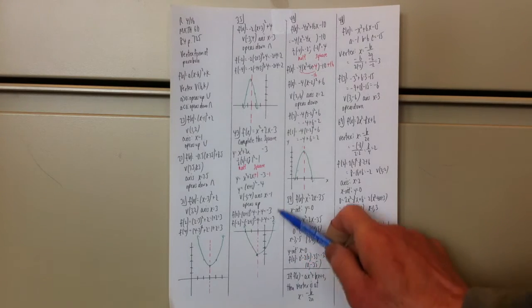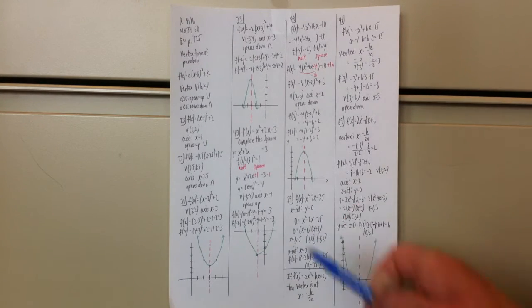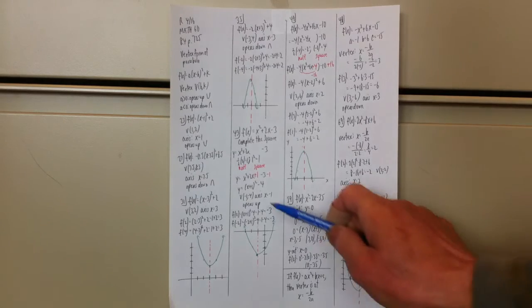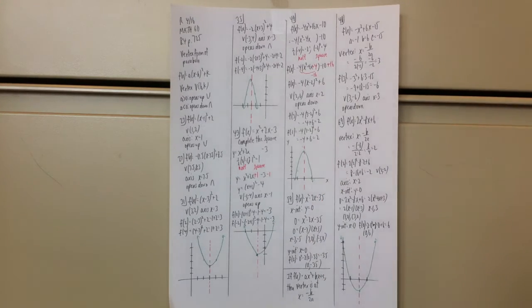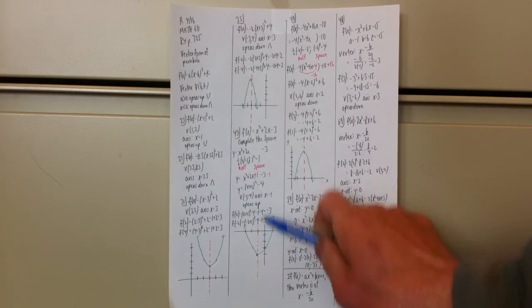1, 2, 3, these points, I know it's U-shaped. So I just draw my parabola here. And x equals negative 1. Remember, x equals a constant is a vertical line. And that gives me my axis of symmetry right here.